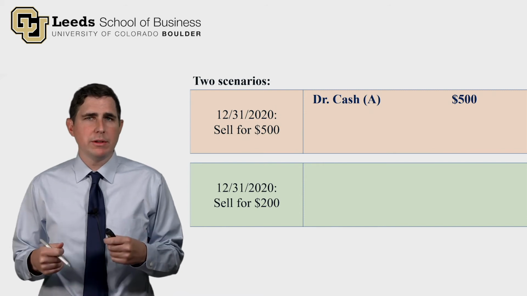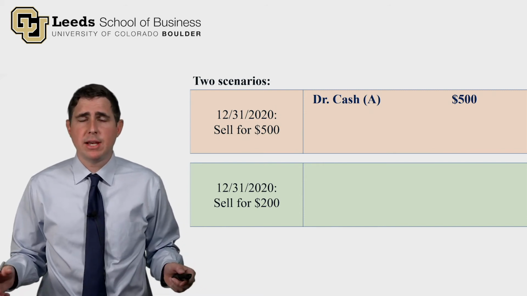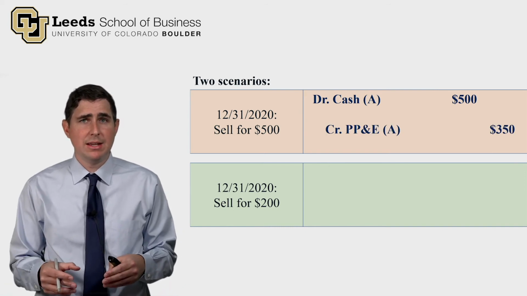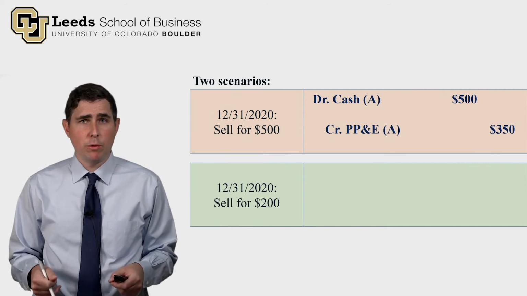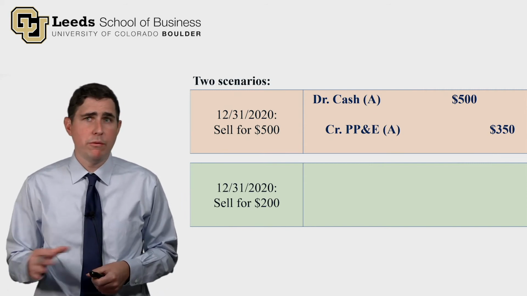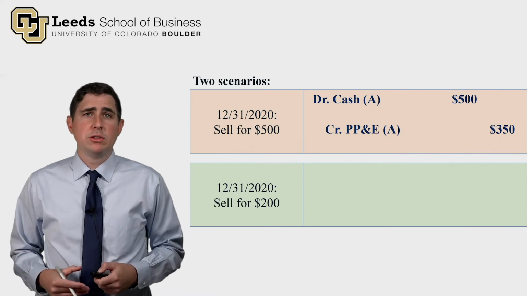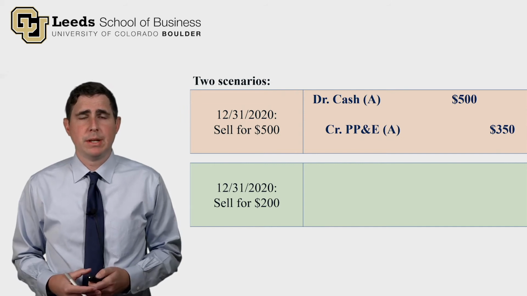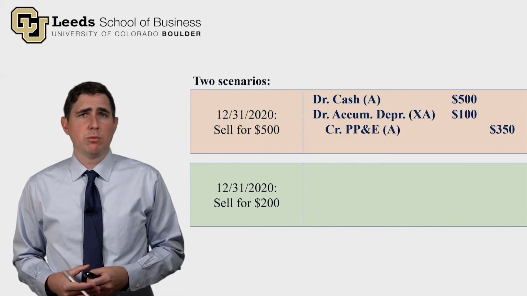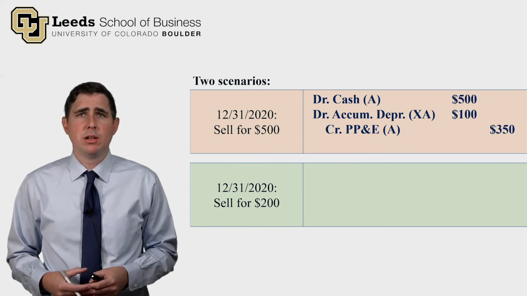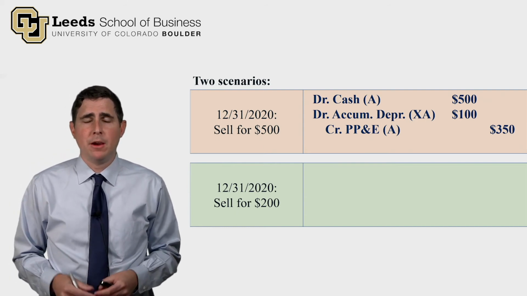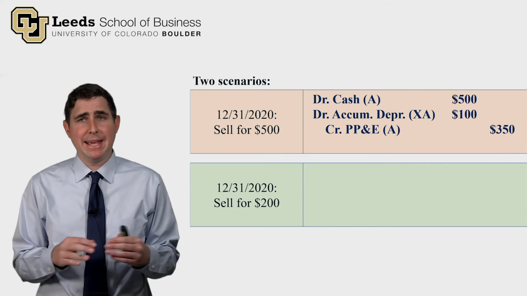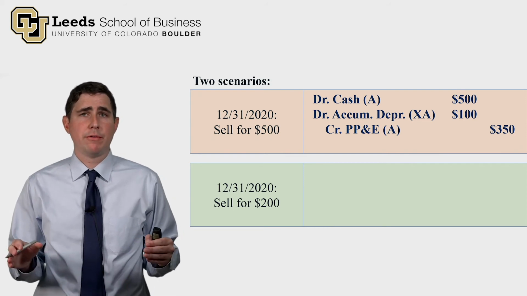Next, the important step is we need to remove every trace of this asset from our balance sheet. We need to remove its acquisition cost, which is sitting in the PP&E asset account. So credit the account for $350 to remove that from the account. We also need to remove its accumulated depreciation. Remember, we have $100 of accumulated depreciation. So we need to record a debit to that accumulated depreciation contra asset account. Remember, it's sitting with a credit of $100. So when we record this debit of $100, it cancels out and it's gone from our books.